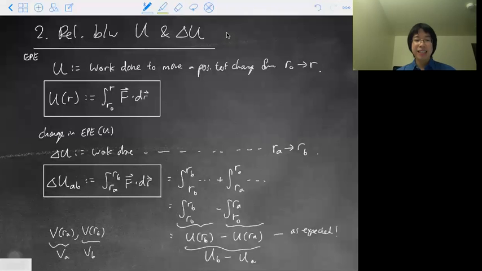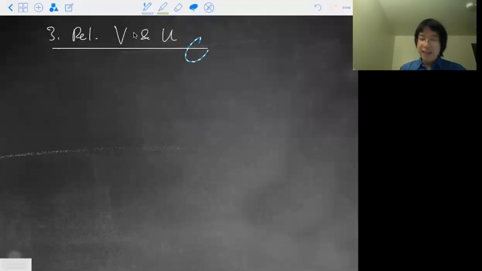Okay, so now remember the 4 corners. I have tied V with delta V, U with delta U. Now let's tie U with V. So let's tie the relationship between V and U. The first two should be pretty simple. One is just a change, one is the absolute value, right?